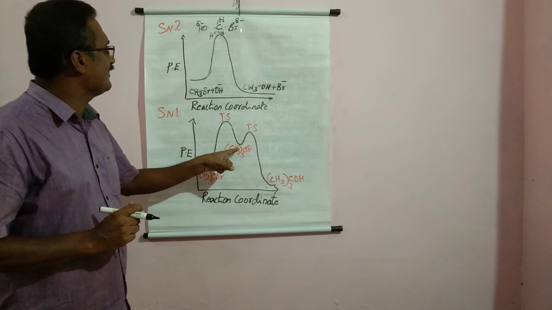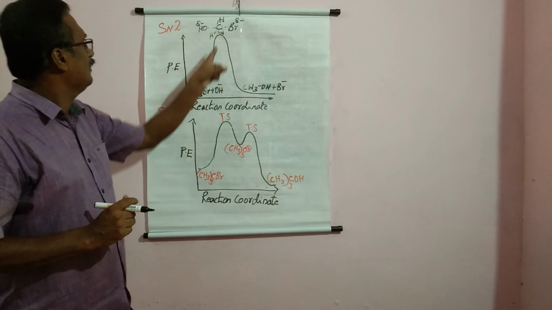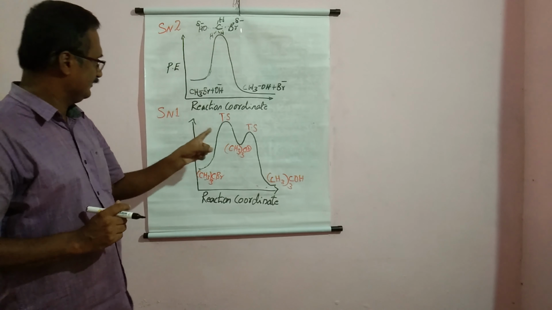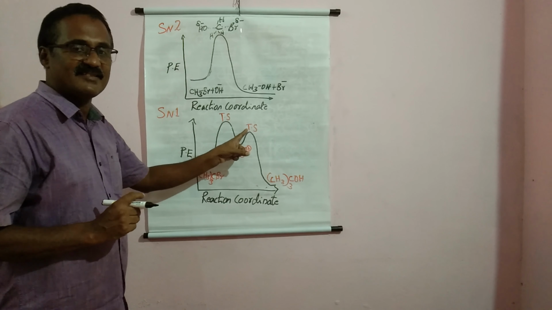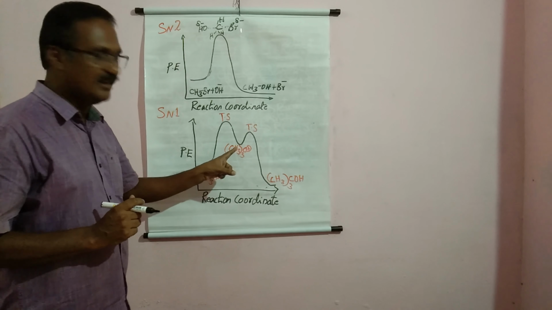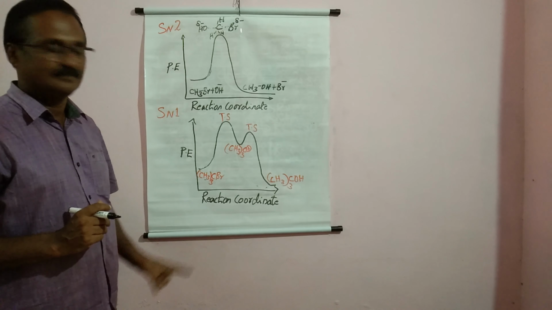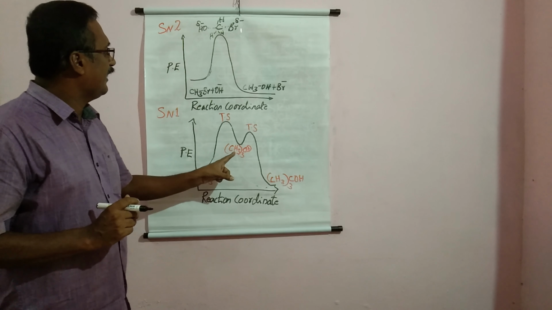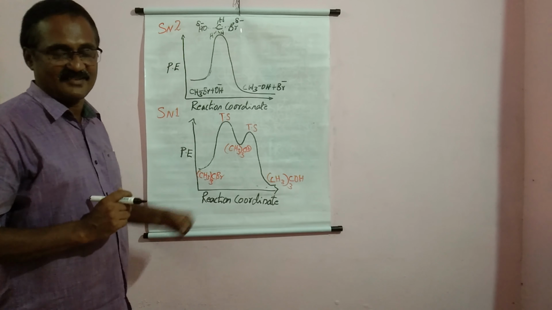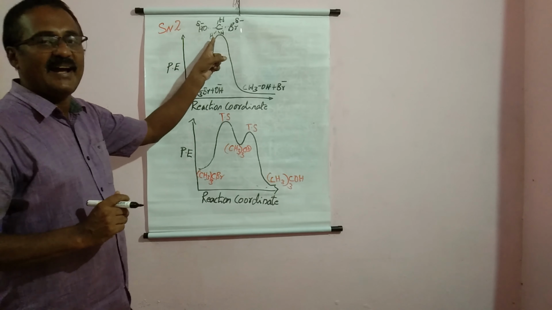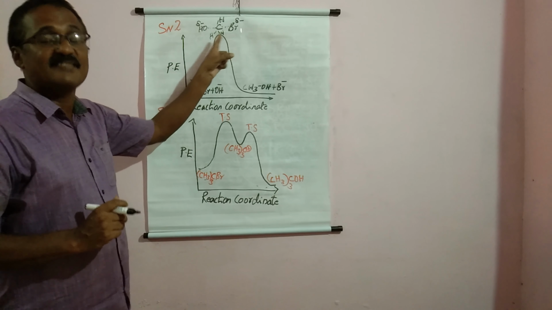Look at that. This is an intermediate, but this is a transition state. Here we have two transition states and one intermediate. What's the difference between an intermediate and a transition state? Intermediate has a discrete existence, but TS does not have a discrete existence.